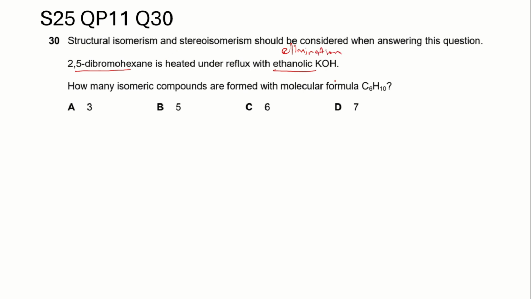2,5-dibromohexane will form alkene. We are supposed to find how many isomeric compounds are formed with molecular formula C6H10. We should consider both structural isomerism and stereoisomerism. Let's draw the structure of 2,5-dibromohexane first.